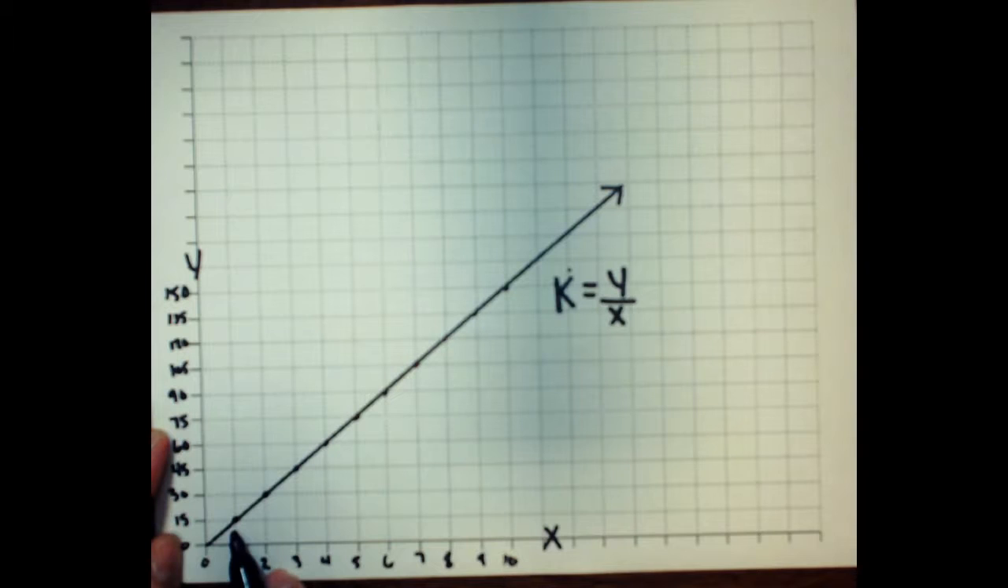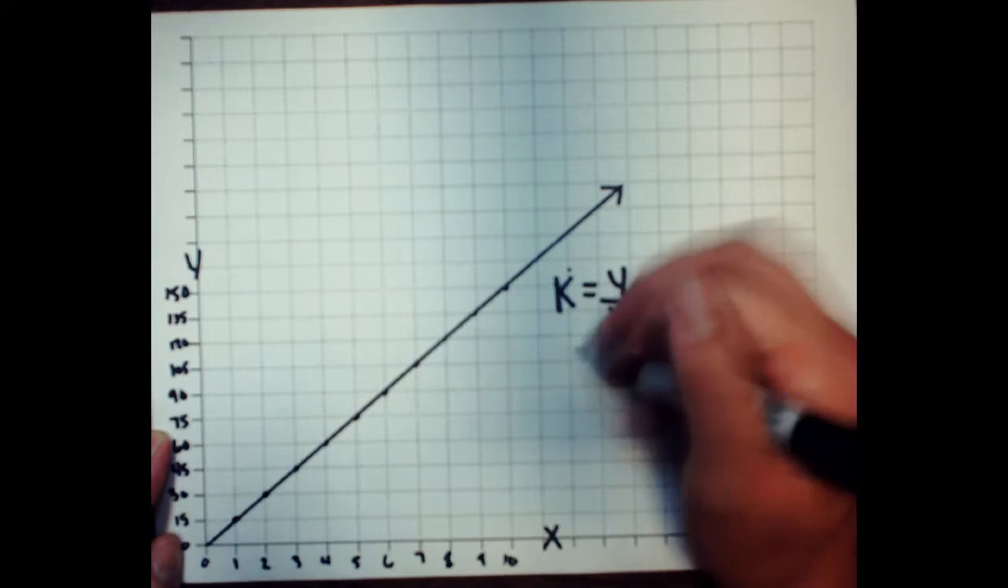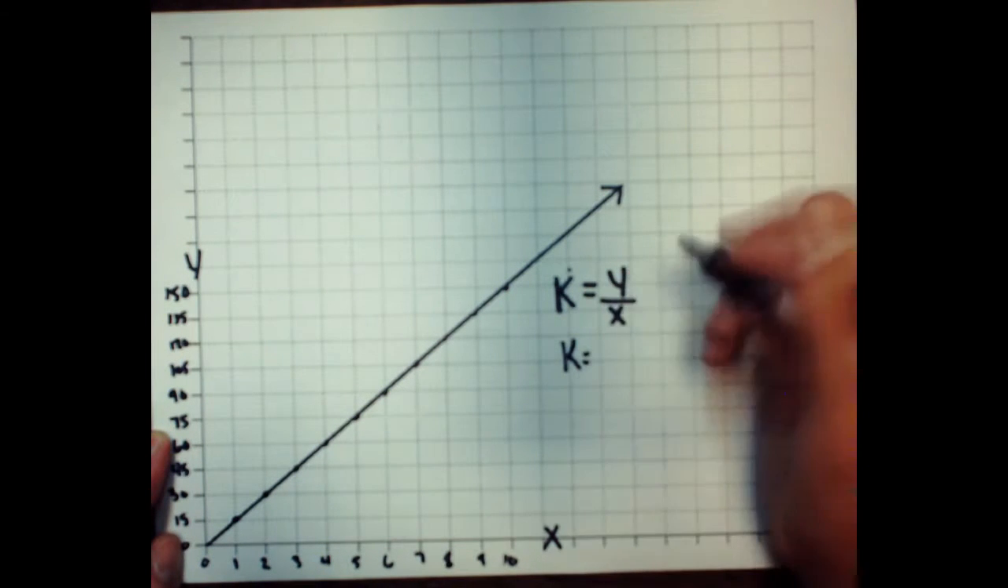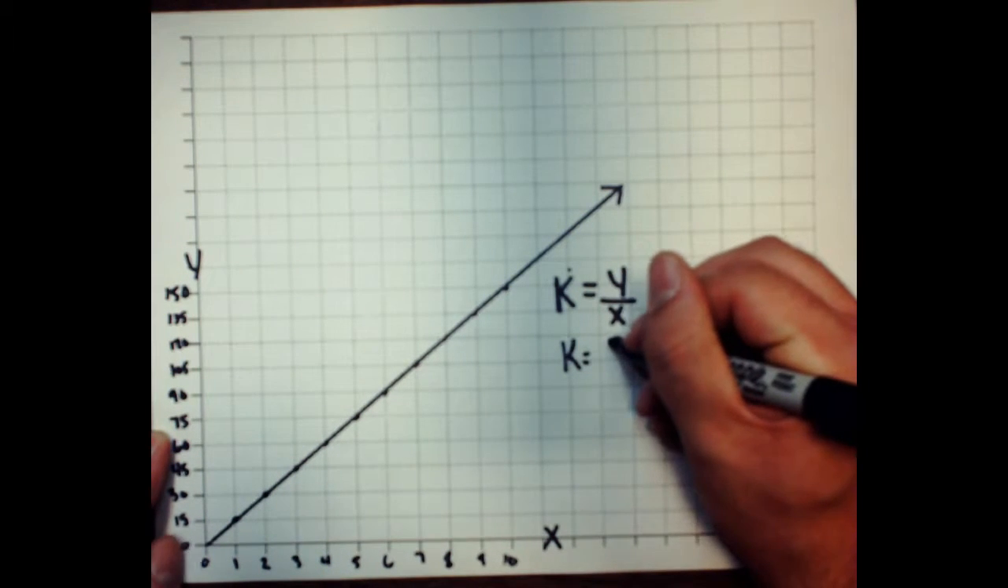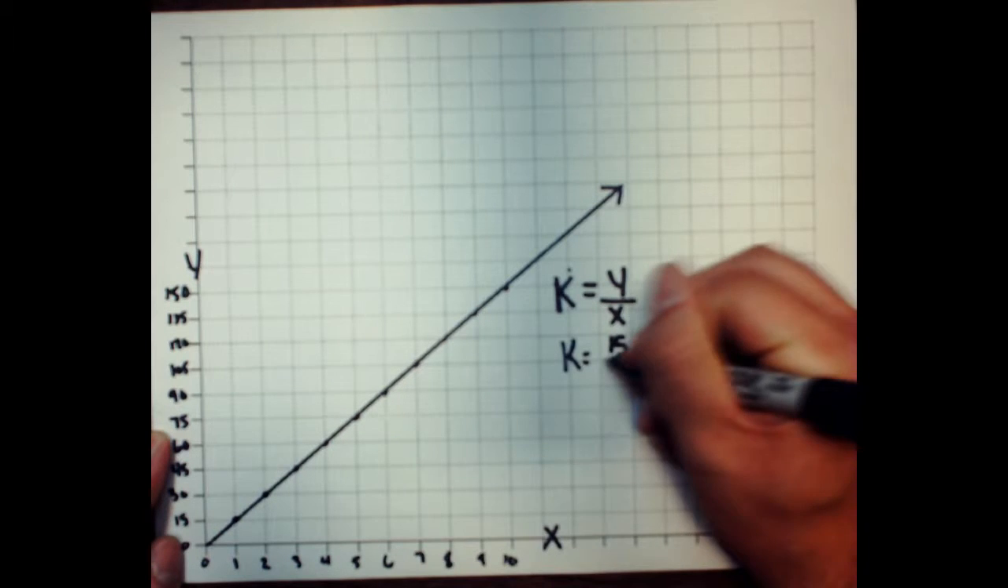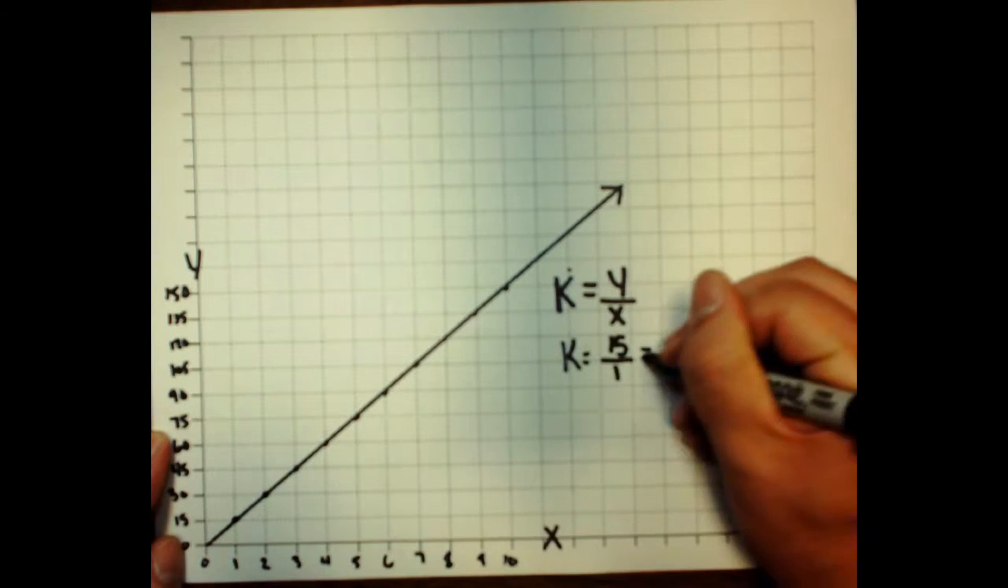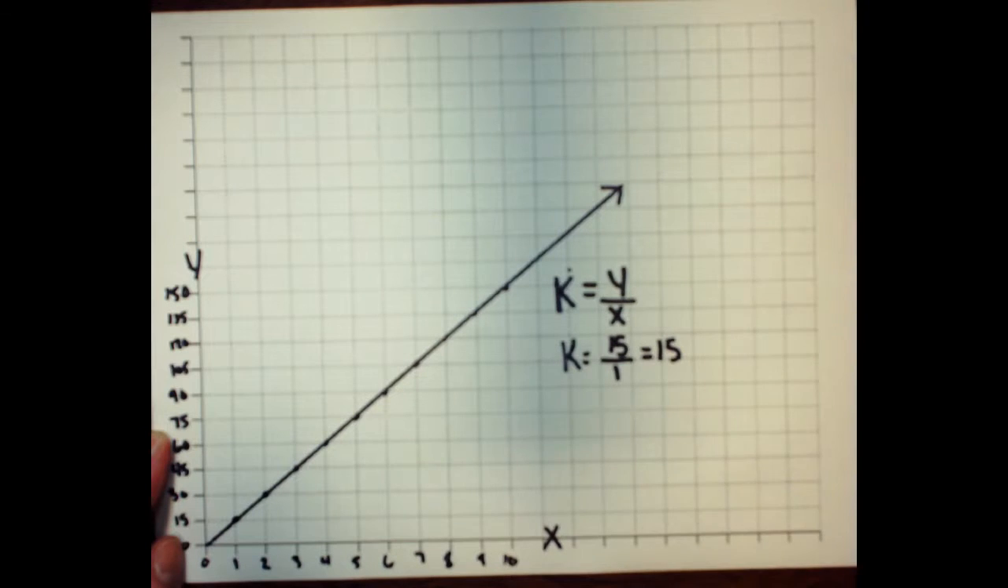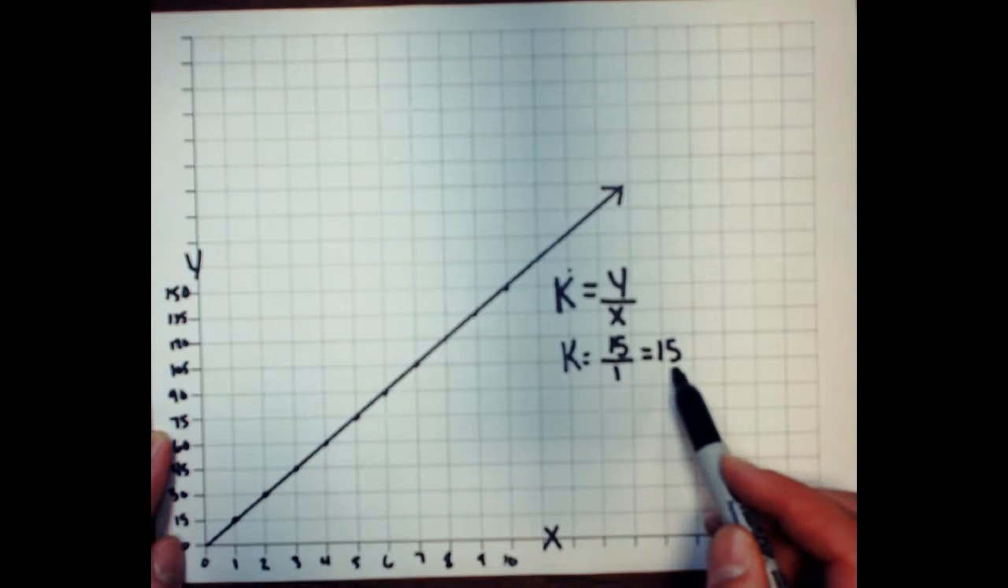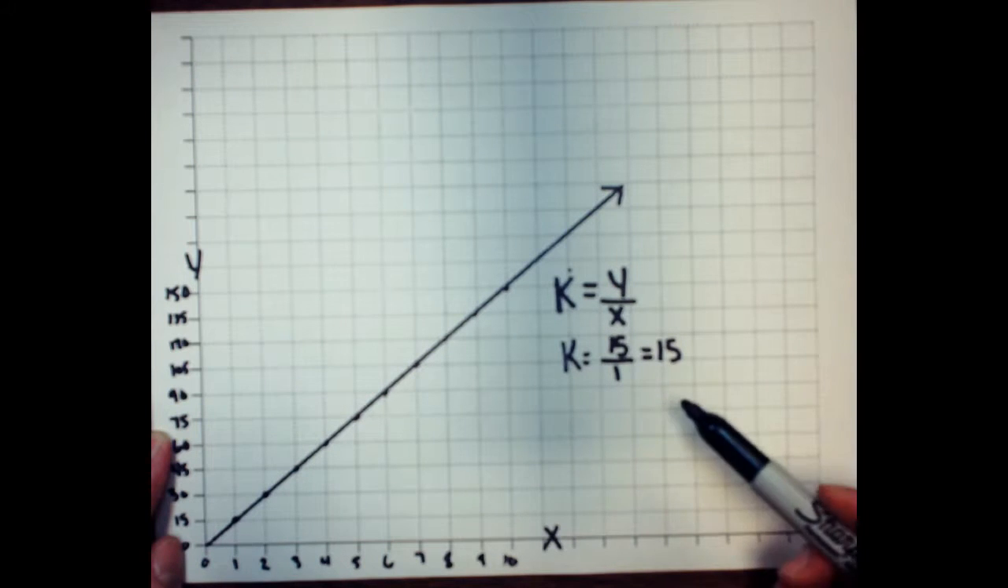My first point I'm going to use is the X value 1 and the Y value of 15. I'm going to plug it into my constant of proportionality equation. 15 divided by 1 gives me 15. As long as my other test point also gives me 15, we know we have a proportional relationship.